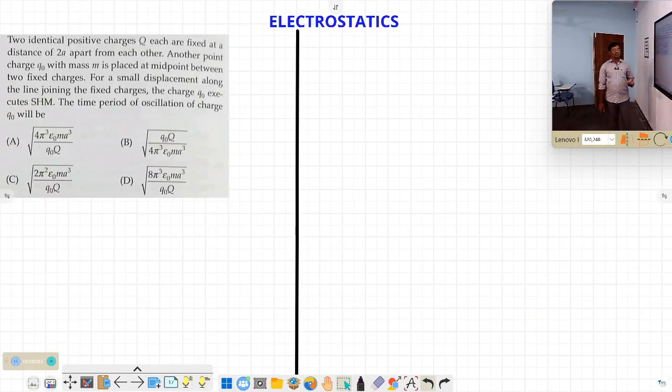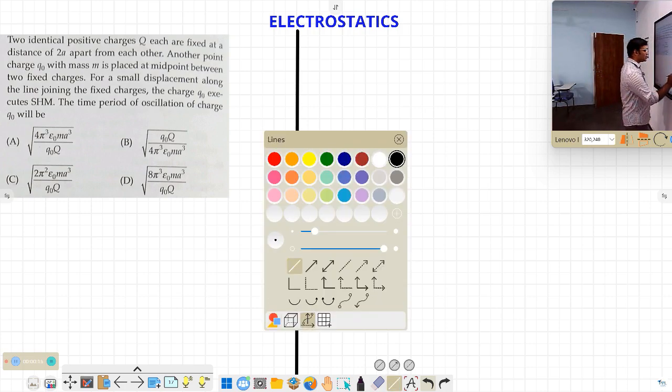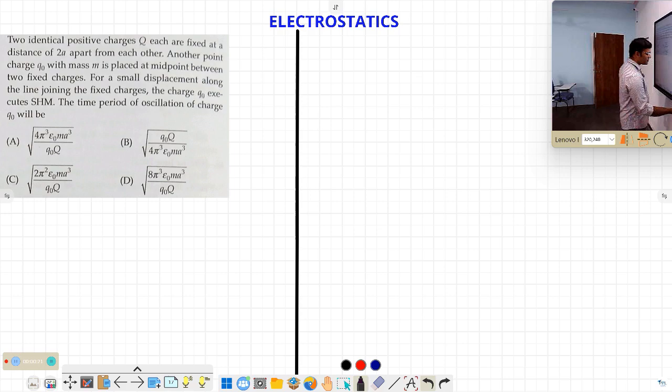Hello students, in this class we are going to discuss problems in electrostatics based on the electric field and force concept. Today's top problem is based on oscillations related to the concept of force. So here, first consider the question: two identical positive charges are given, each of charge capital Q.